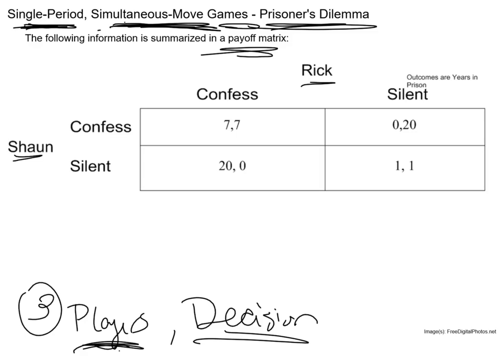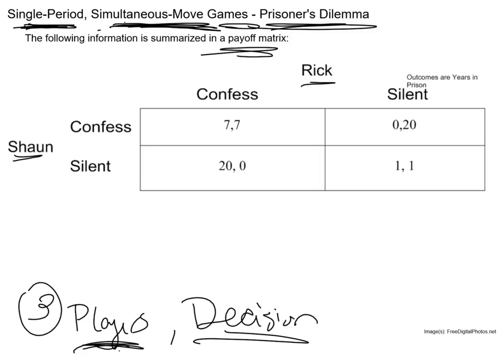It's symmetric in the sense that Sean faces the decision to confess or remain silent, and Rick faces the decision to confess or remain silent, the same set of decisions for both of them. It's symmetric because it's identical for both players, and it's also dichotomous, right? It's either going to be one or the other. There's no in between. It's a mutually exclusive, completely exhaustive list of their decisions. They're going to do one of these two things, and they can't do both.